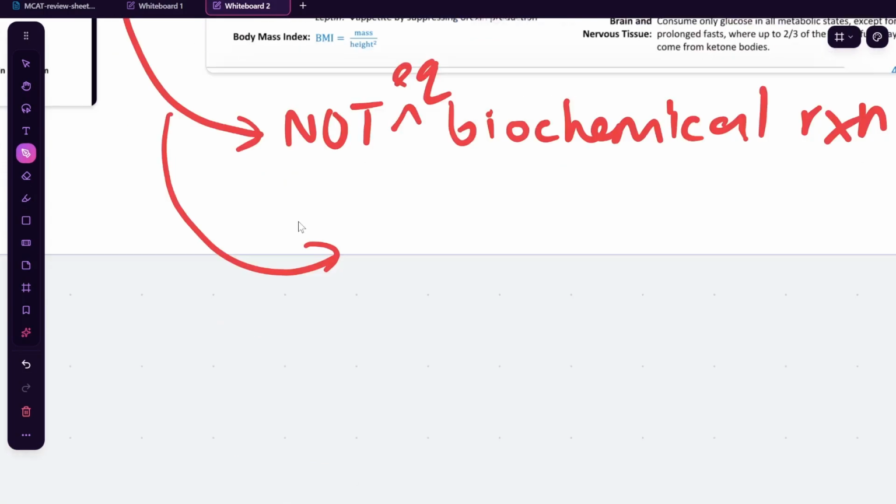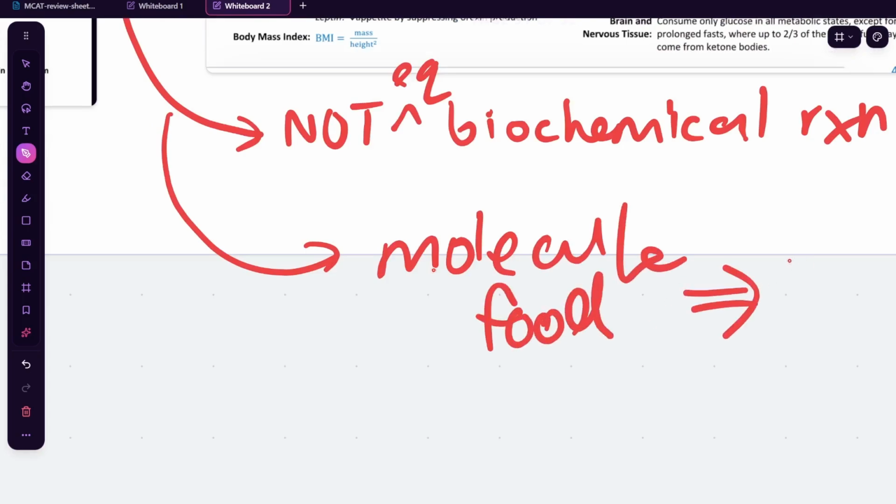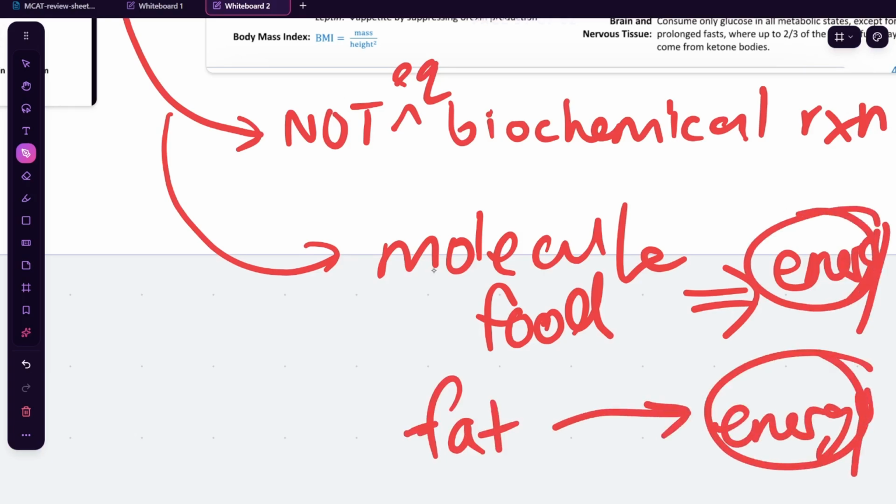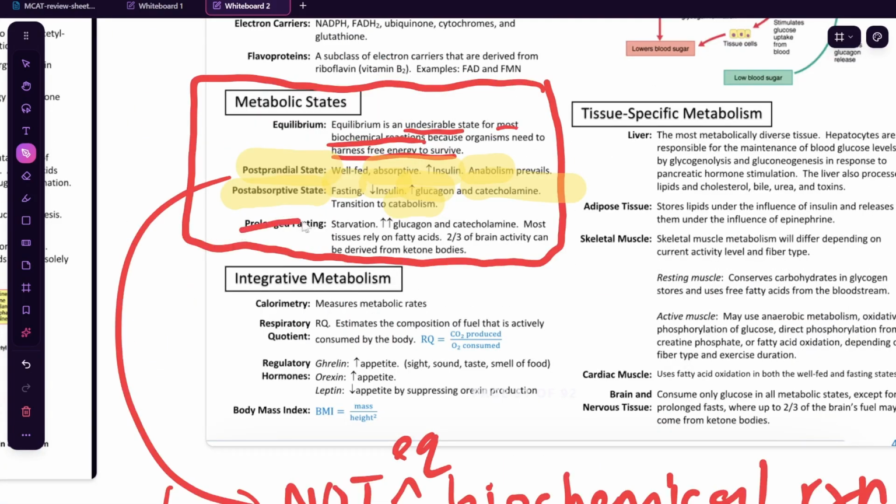For example, breaking down a molecule of food that will be able to then give us energy, or for example, breaking down fat to be able to give us energy. So the main thing is that we're breaking things down to give us energy somehow, right? And so prolonged fasting is when you are basically starving, and that increases glucagon and catecholamine. And then most tissues rely on fatty acids. So 2/3 of your brain's energy can be derived from ketone bodies.